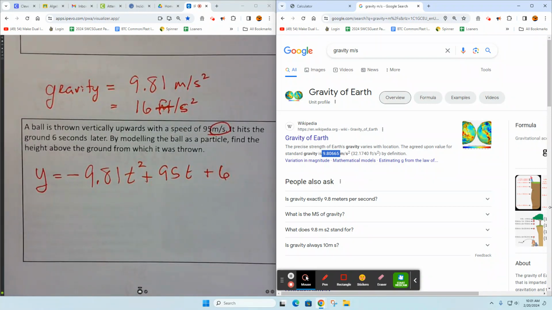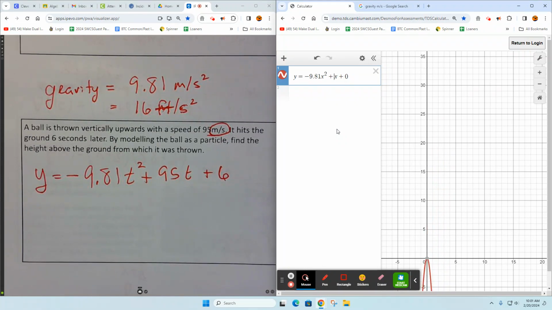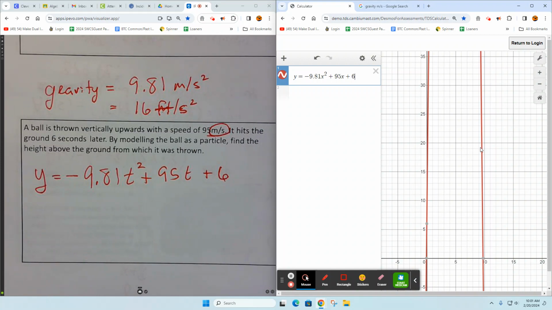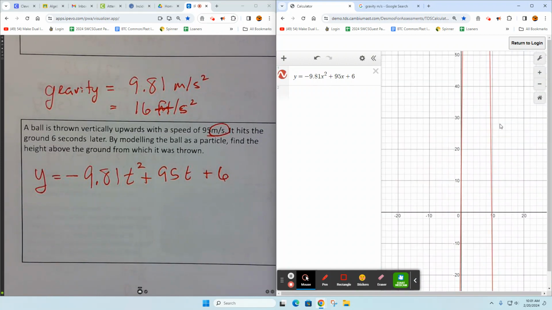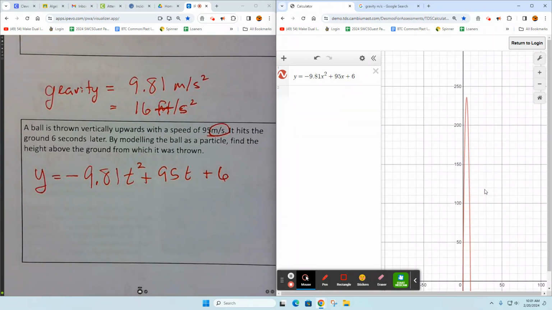Okay, so this is meters per second. Again, I'm not going to quiz on this, because for some odd reason we always use feet per second. I'll also tell you that a lot of AP calculus is based on motion. Wait, did I make a mistake? It hits the ground 6 seconds later. Oh, okay. Good call.